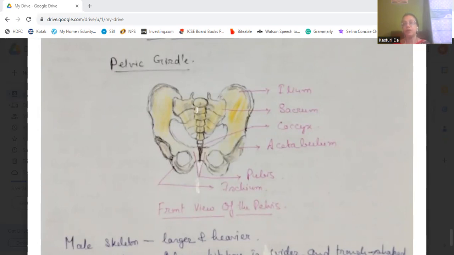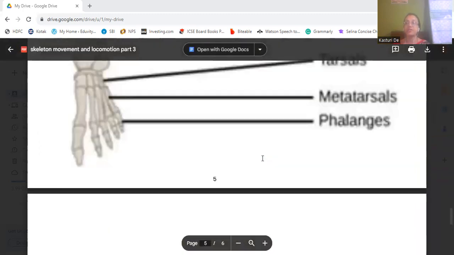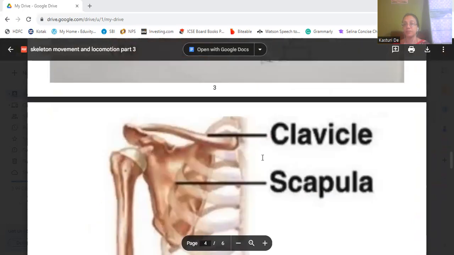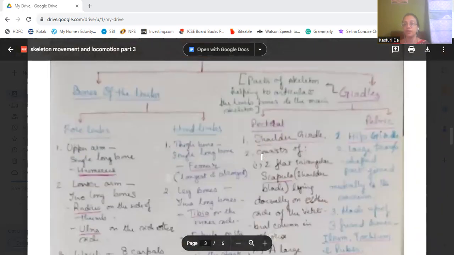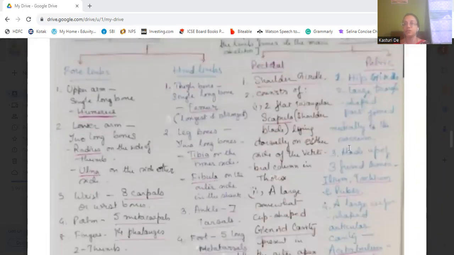In the spine here, the five sacral bones are fused together, and the coccyx, here 4 bones are joined together, fused together, forming the coccyx. This is the front view of the pelvis. Let us see the description once again for the girdles. We come to the pectoral girdle, which is also known as the shoulder girdle.